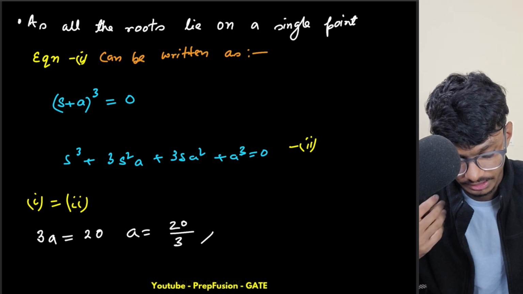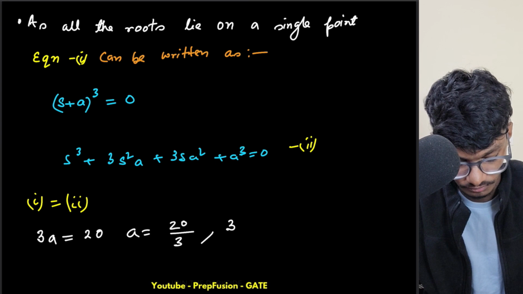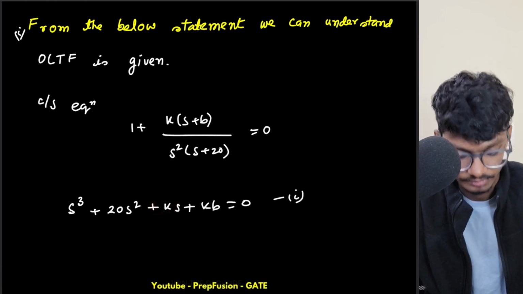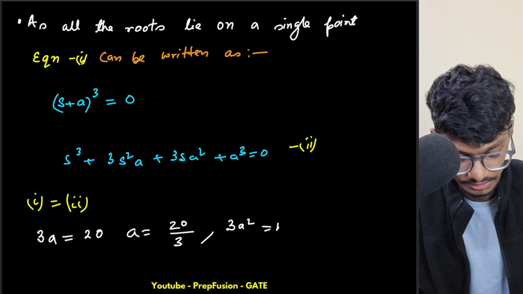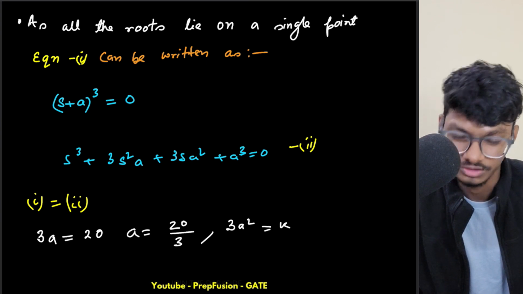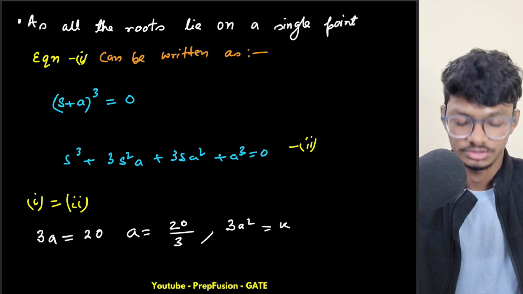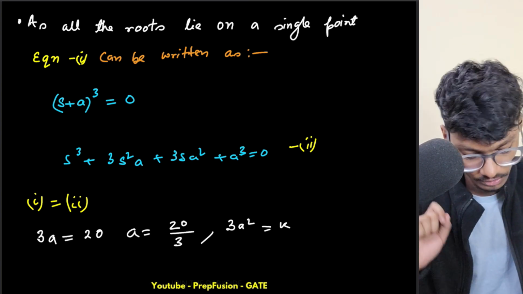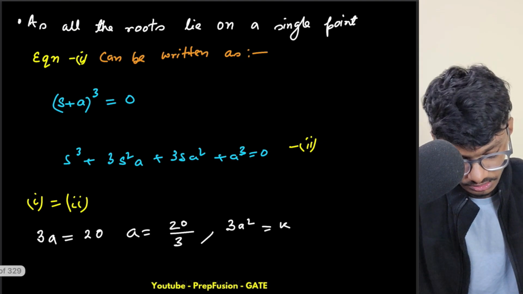Now let's go to the second coefficient, this one. So this is 3a square. This will be equal to my k times s. So here we will get the value of k. We will not get the value of b directly. So this is not a question of root locus per se, because a simple cubic equation you have to solve. So k is 3a square. That is fine. Now I will put the value of k here. So kb equals a cube.